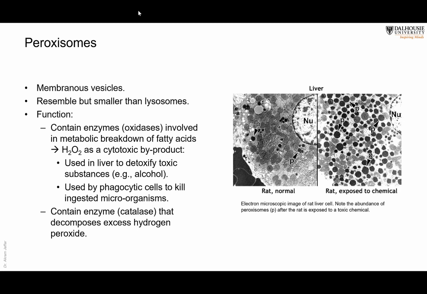And so you can see here, for example, this is an electron microscopic view showing you one of the liver cells in a normal rat, and then another rat, which has been injected with a toxic chemical. You can see here that this rat will develop a lot of these peroxisomes in order to fight and destroy these toxic substances.